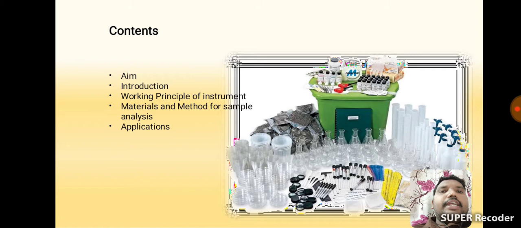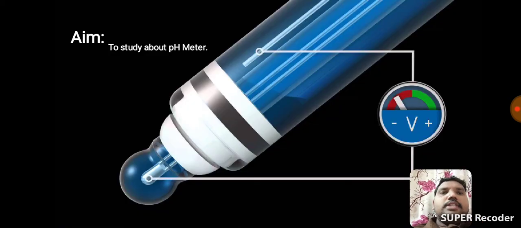The contents present in this pH metry: aim, introduction, working principle of instrument, materials and method for sample analysis, applications. Aim: to study about pH meter. This is the pH meter electrode. To study about pH meter, that is our aim for this topic.